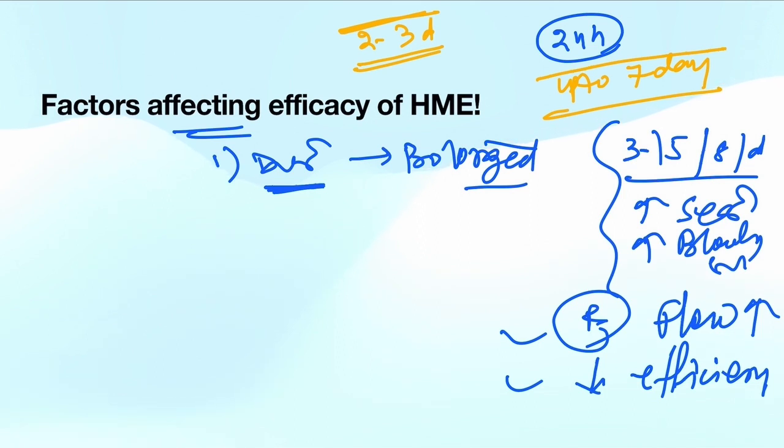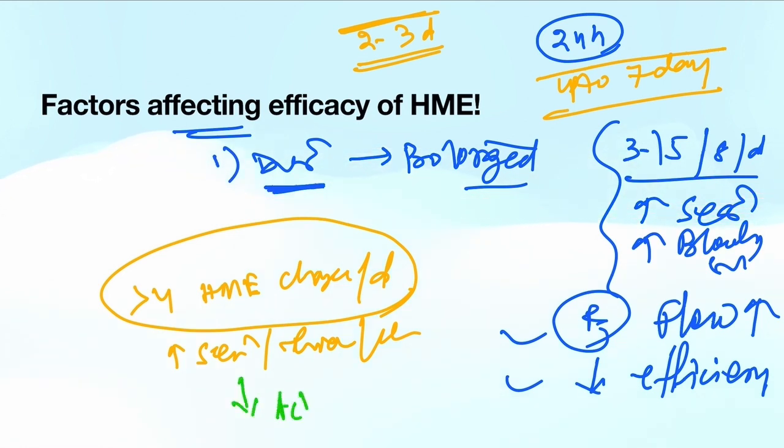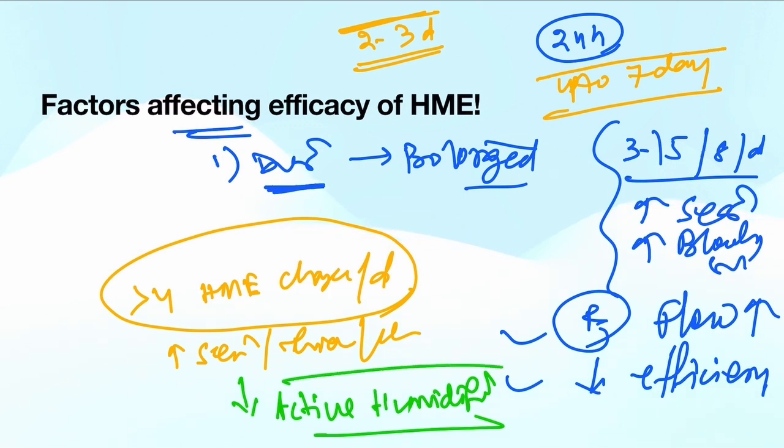So if you see there are more than 4 HME changes per day due to heavy amount of secretion or thick secretion or blood, this is an absolute contraindication for using passive humidification. You must switch to an active humidification device, right?